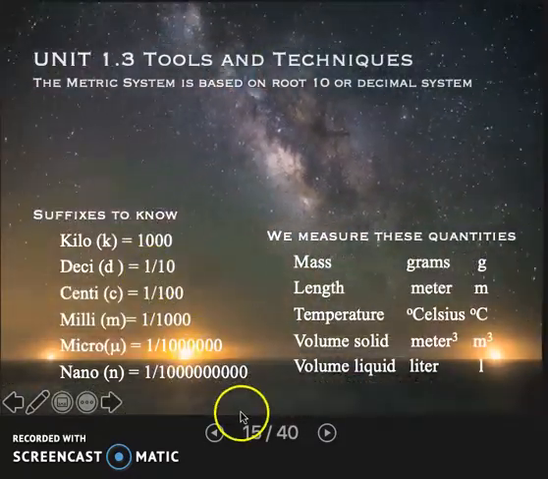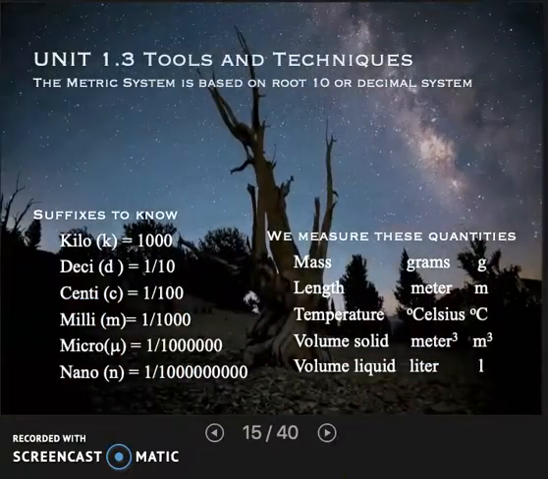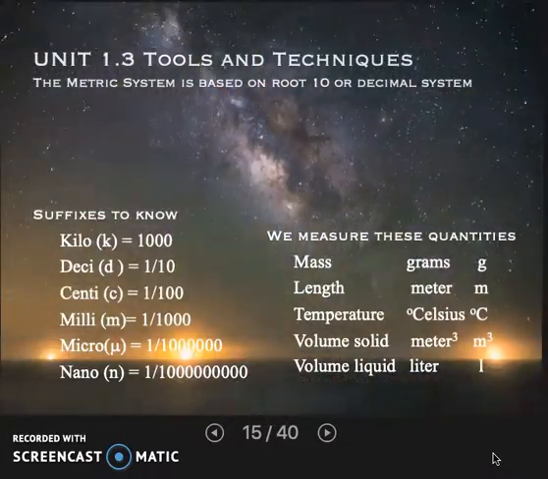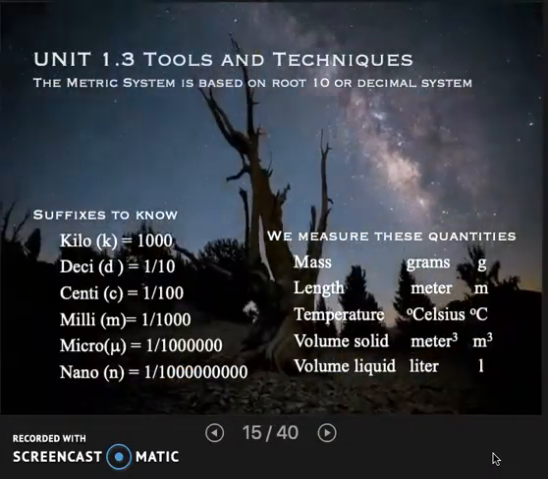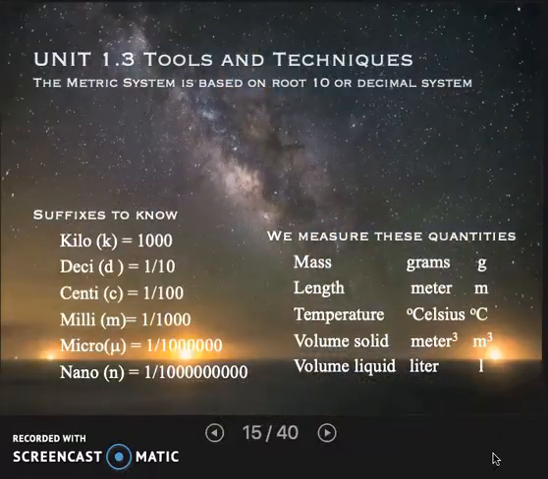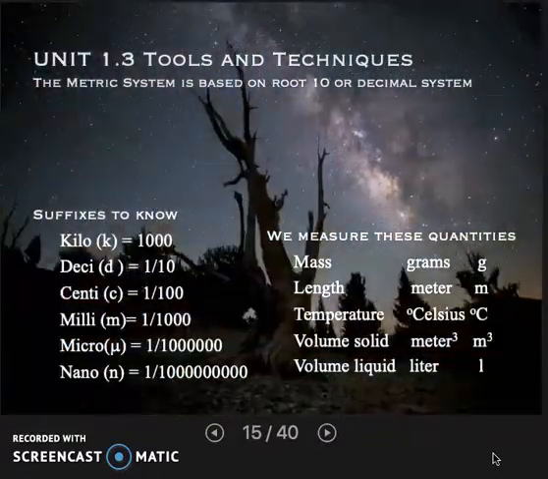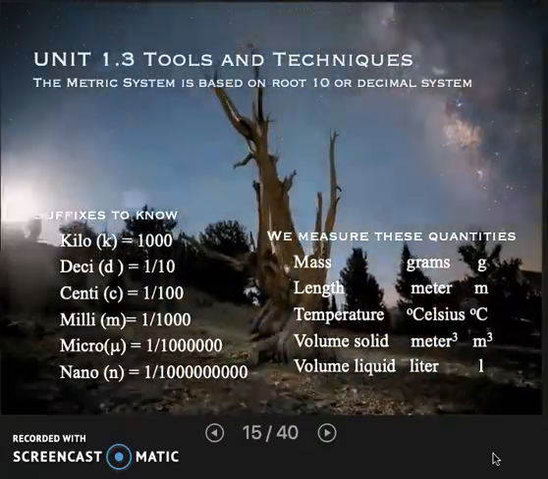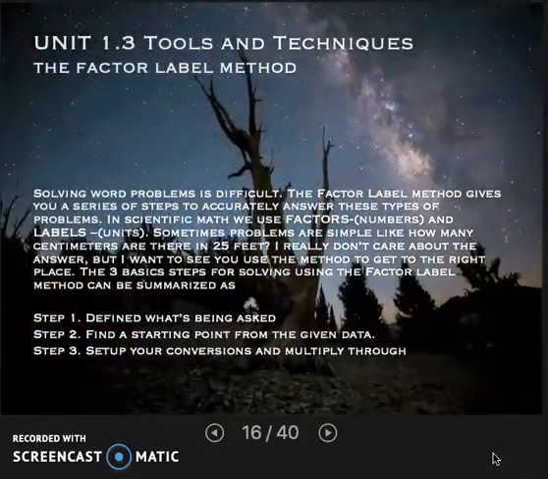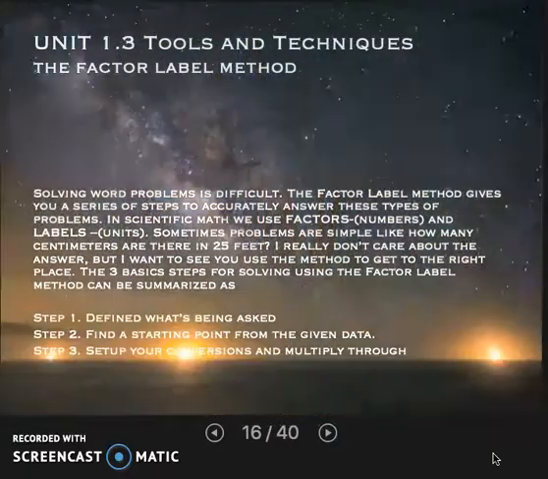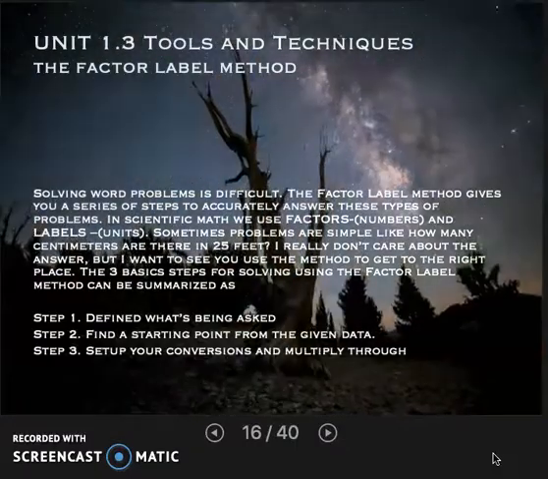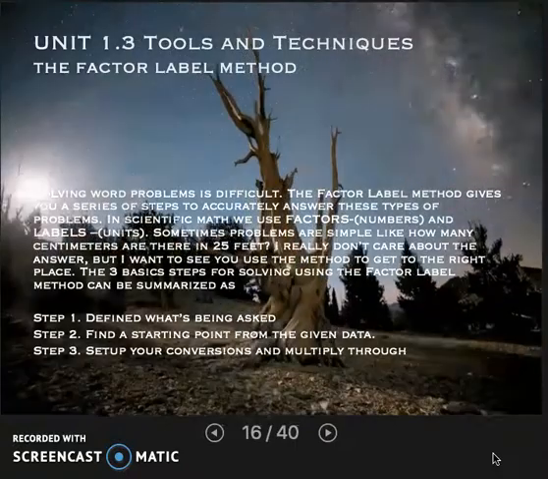Okay, know that. We measure mass in grams, we measure length in meters, we measure temperature in Celsius or Kelvin, depending upon what kind of science you're doing. Our solid volumes are measured in cubic meters, and our liquid volumes can be measured in liters or even cubic centimeters, but there you go. So you should be able to identify these values. And that brings us to this factor label method. The factor label method is a technique that allows you to make some conversions, right? So if I asked you how many centimeters were there in 25 feet, you could come up with the answer if you use this system.